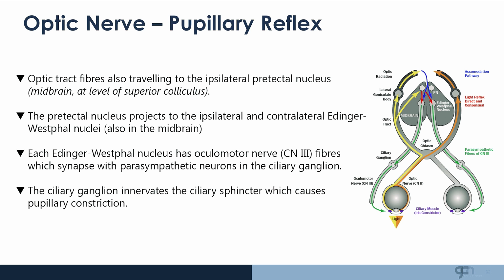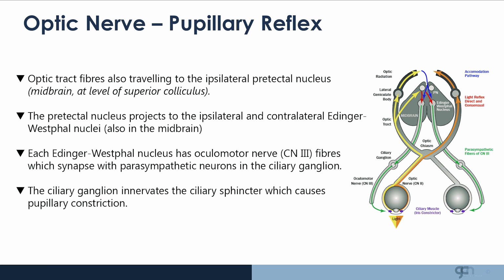And to do this, it's important to understand the relationship between the 2nd cranial nerve, the optic nerve, and the 3rd cranial nerve, the oculomotor nerve. Recall that the optic tract fibers, as well as their neuroanatomy that we discussed previously, also send fibers to the ipsilateral pretectal nucleus. This is a nucleus that's found at the midbrain at the level of the superior colliculus.